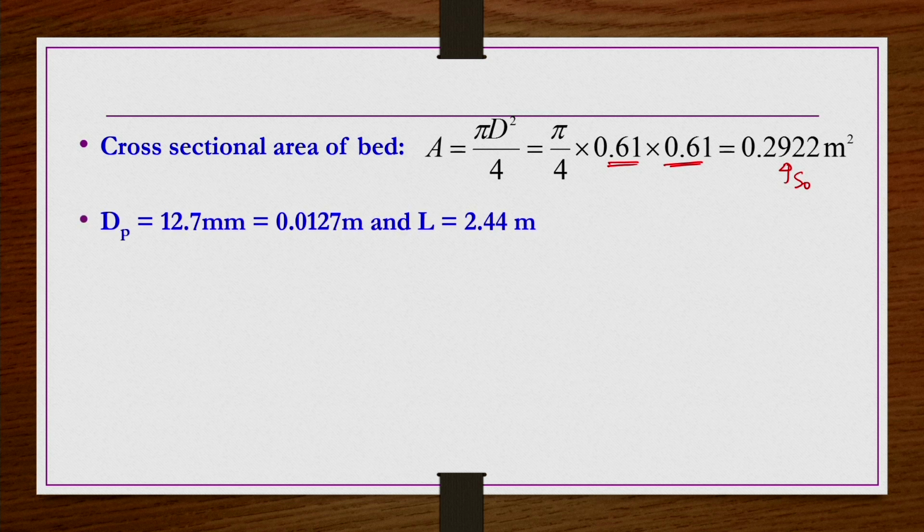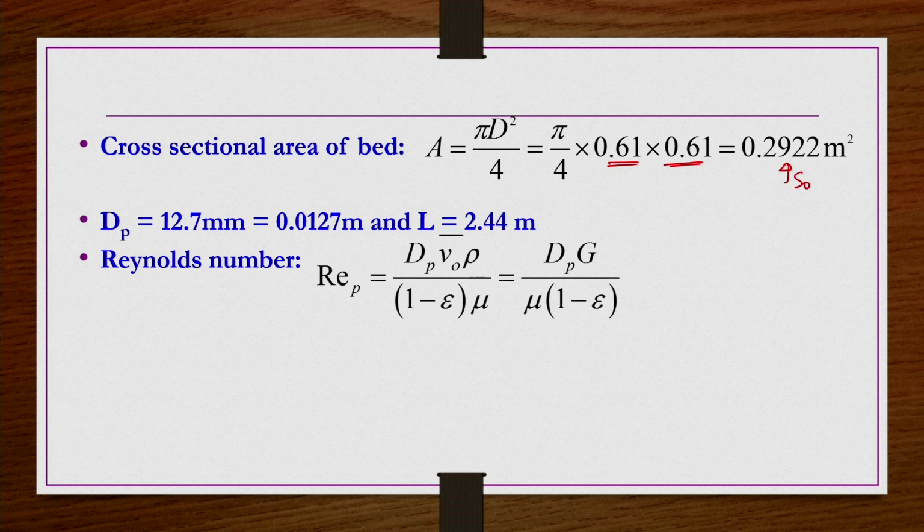So, dp is given as 12.7 mm, and the height of the packing is 2.44 meters. The Reynolds number for the packed bed, dp V naught bar rho by 1 minus epsilon mu, we have just derived. Here V naught bar times rho can be written as a kind of mass velocity. Because V naught bar is not given, but the mass rate of the air is given, from there we can find this mass velocity.